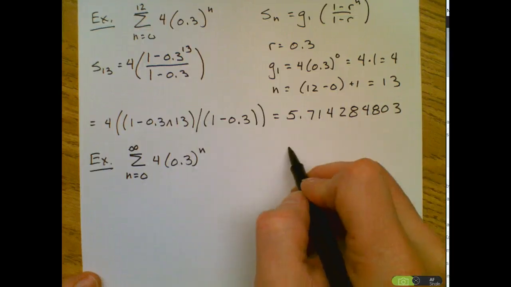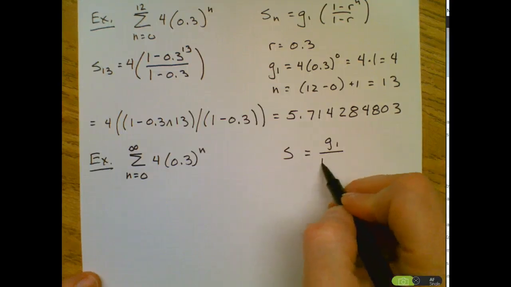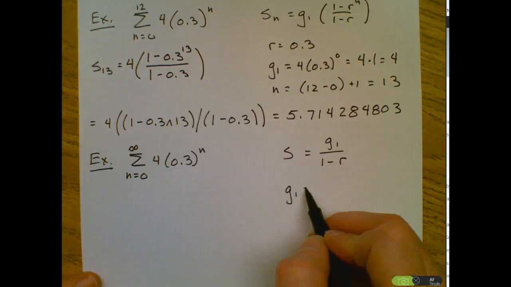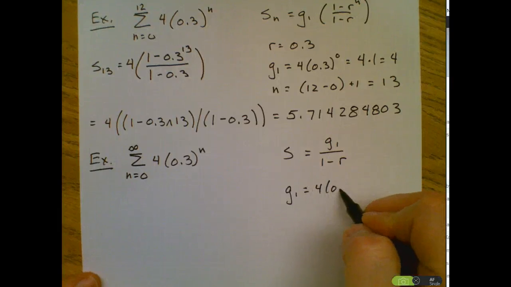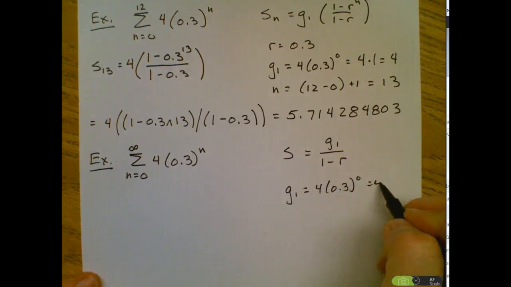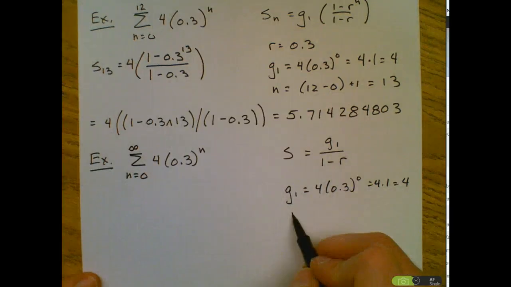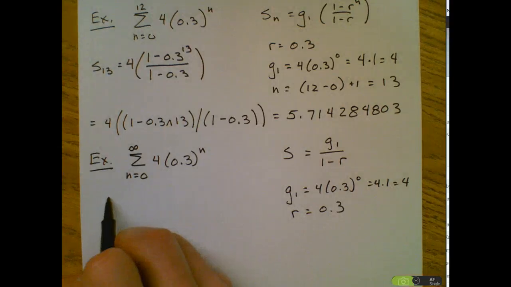Okay, so our formula for this one, S, is equal to g sub 1 over 1 minus r. So we need the first term again. So the first term, we're going to plug 0 in because that's where we start. So we have 4 times 0.3 raised to the 0, which is 4 times 1 again, which still is 4. And we need the common ratio. Common ratio is still going to be 0.3. And then we just substitute it into our formula.